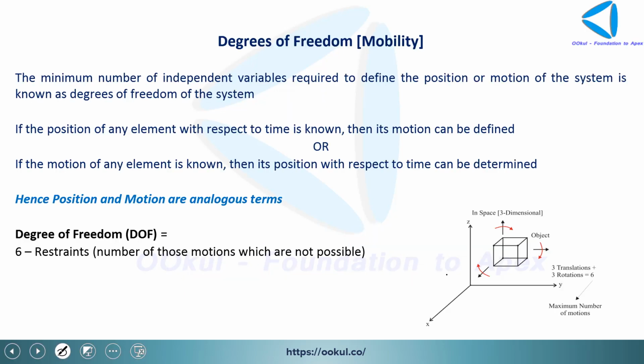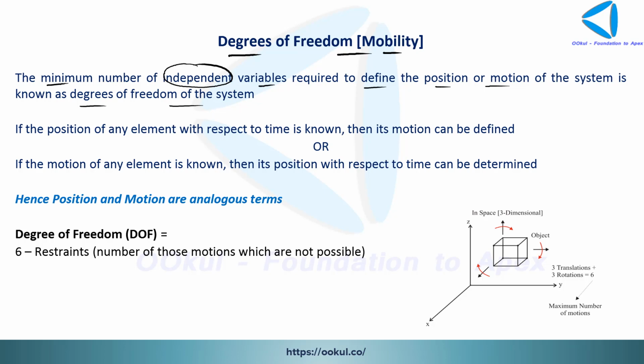So let us begin with this topic of degrees of freedom. Very important topic, degrees of freedom, also known as mobility. So what is it? Let us see. It is the minimum number of independent variables that are required to define the position or motion of the system is known as the degree of freedom of that system.